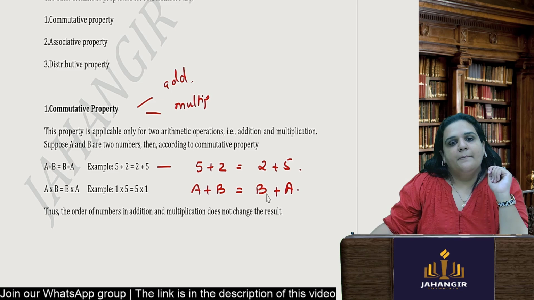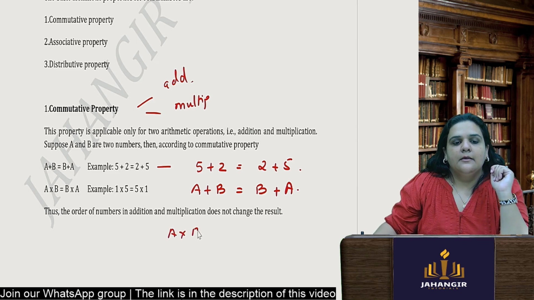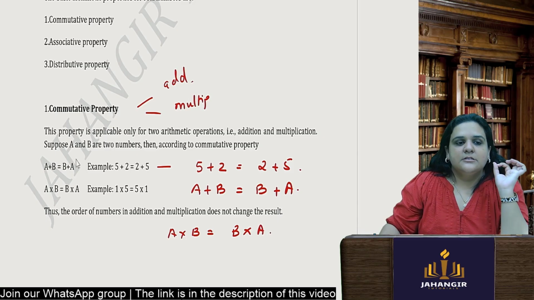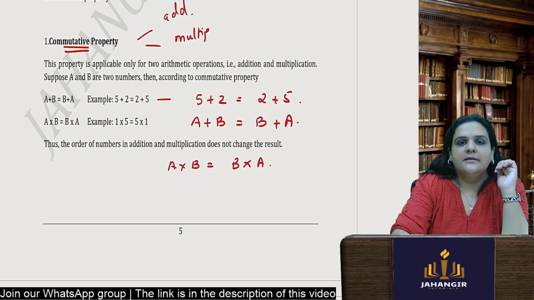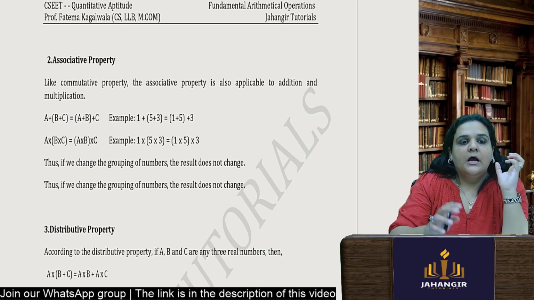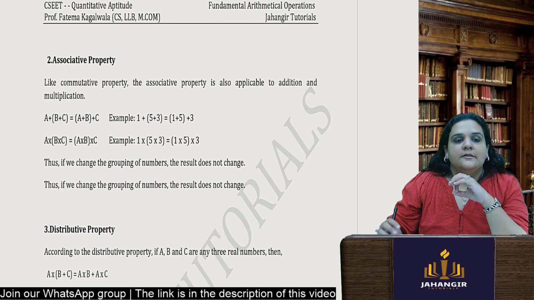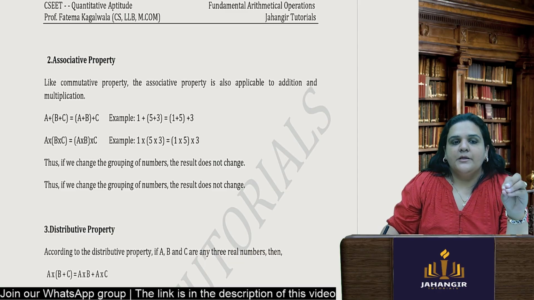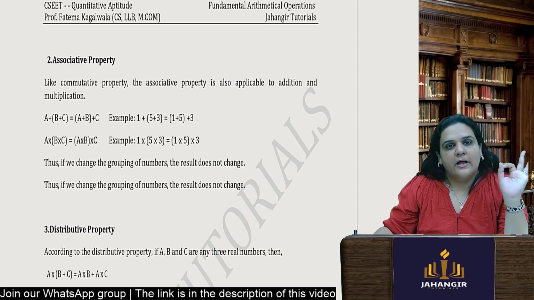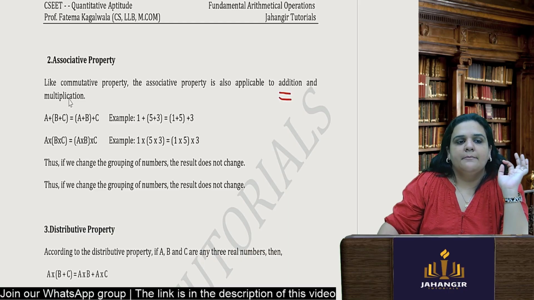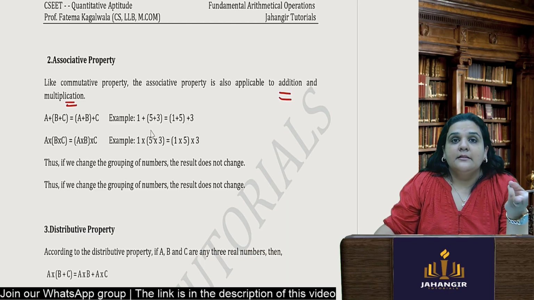Same thing you can do for multiplication. A into B will always give me B into A. So this is known as the commutative property. The result does not change. Associative property, say there are 3 numbers. Like commutative, associative property is also applicable only for addition and multiplication, but when there are 3 numbers.